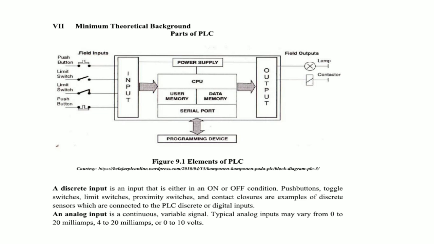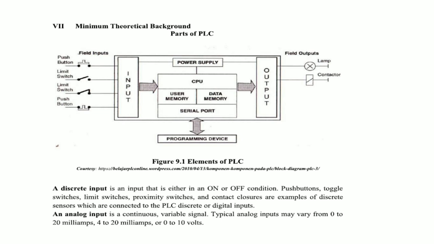Minimum theoretical background. Here the block diagram of PLC is given, which has input, output, programming devices, CPU, memory, data memory, power supply and the serial port. A discrete input is an input that is either in on or off condition. Push buttons, toggle switches, limit switches, proximity switches and contact closures are examples of discrete sensors which are connected to the PLC discrete or digital inputs.